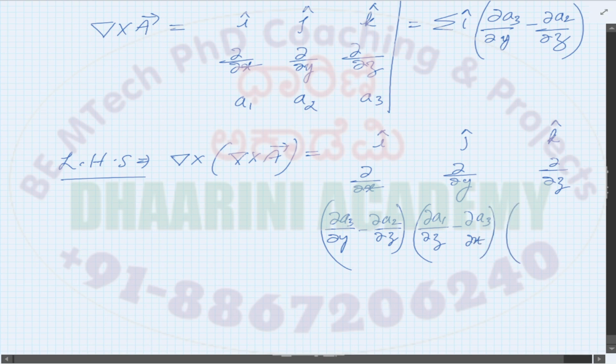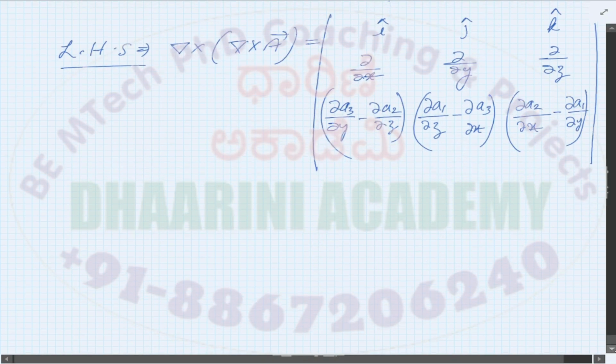Okay, very similar to this, we'll write the last term. A1 becomes a2, so dou a2 by z becomes x, dou x, minus there is a3, a3 becomes a1, so dou a1 divided by this is x becoming y, dou y. Take the determinant of this term. This is what we need now.